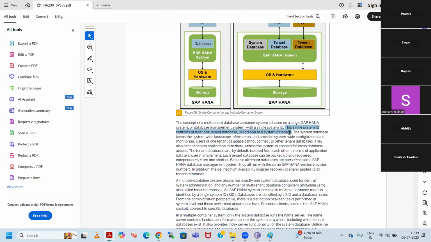Okay, so Sagar, read this one very important line: the single system ID contains at least one tenant database in addition to a system database. Now let us suppose, Sagar, you are sitting in an interview, and your interviewer asks you, "I know that we have system DB and tenant DB, right? So I give you just the system DB. I don't give you any tenant. What will you do with that system DB?"